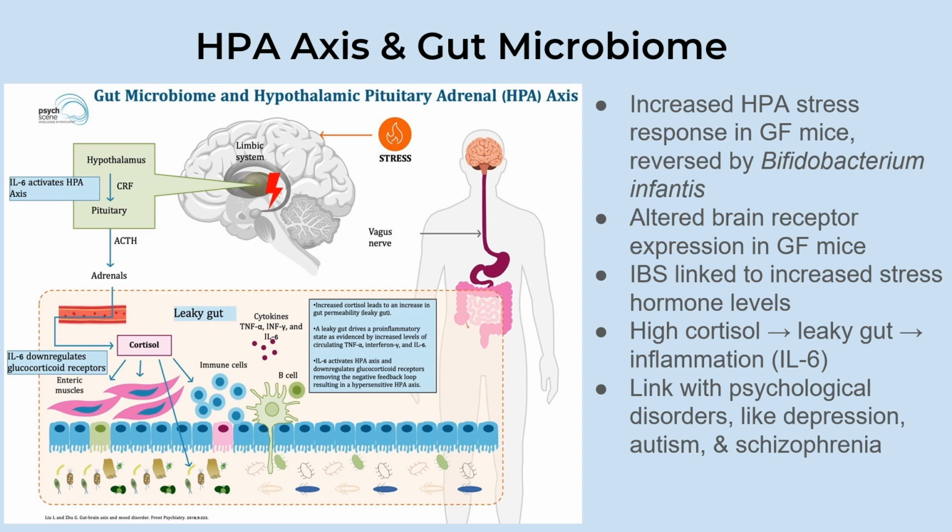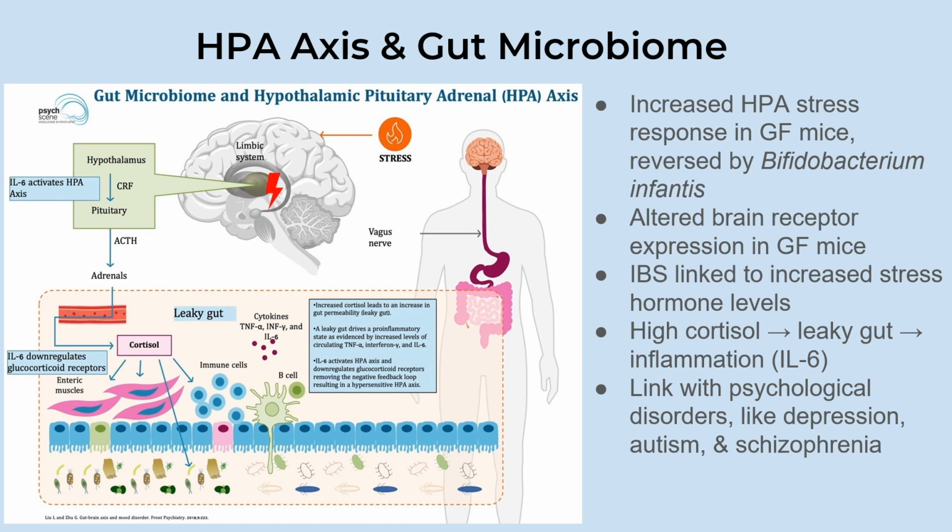Moreover, the HPA axis interacts with the vagus nerve and the immune system. This image illustrates how chronic stress, more so than acute stress, can have detrimental effects and cause an imbalance in the microbial community. Elevated cortisol levels lead to increased gut permeability. In the leaky gut, native bacteria cross the epithelial barrier, resulting in the secretion of pro-inflammatory cytokines like IL-6. IL-6 activates the HPA axis and also downregulates glucocorticoid receptors, rendering the HPA axis hyperactive.